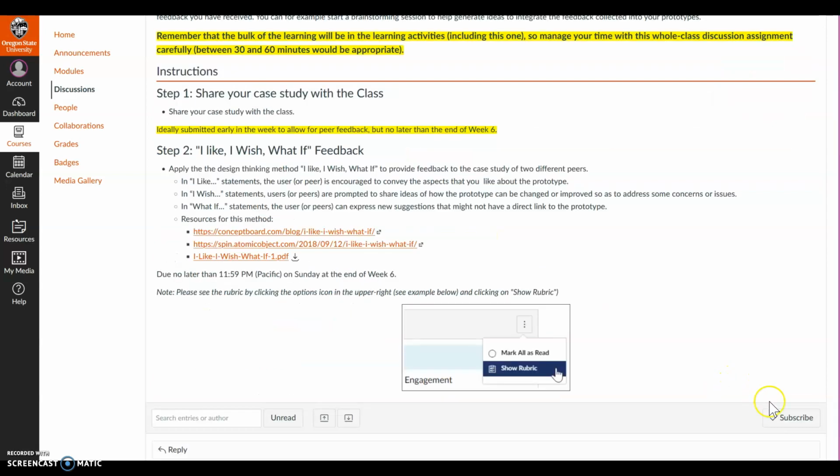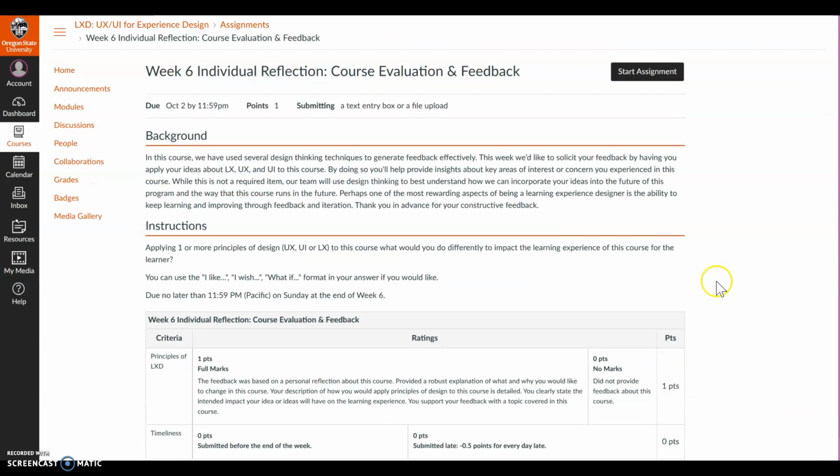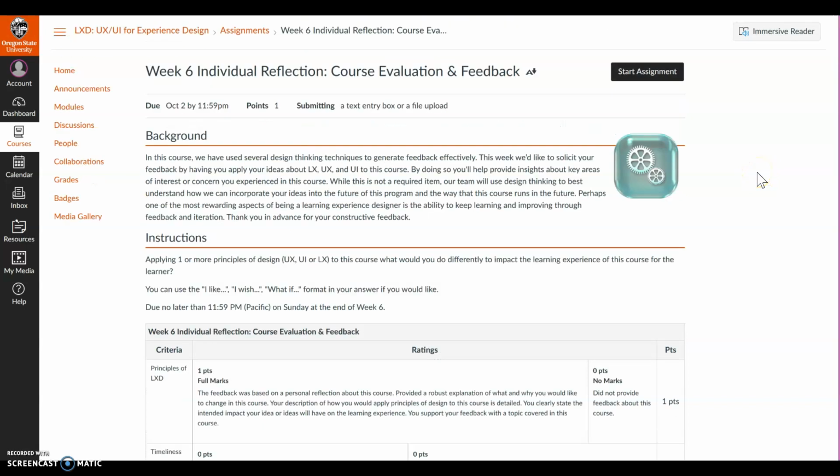And then lastly, you will have an opportunity here to give me feedback about this course. I recognize there are limitations using a standard tool like Canvas, so I did try to make this course as engaging as possible, but I can still learn. So please feel free to share in that same I like, I wish, what if format if that is comfortable for you, or just give me straight out feedback about the class.